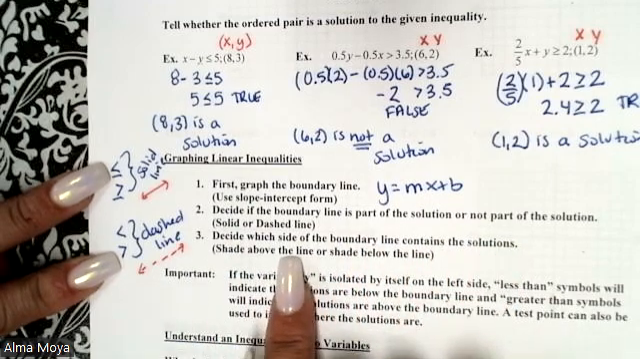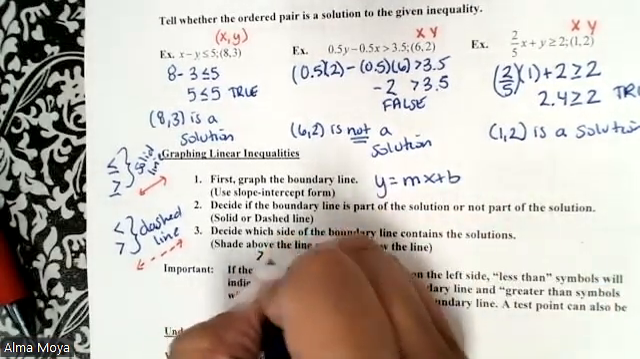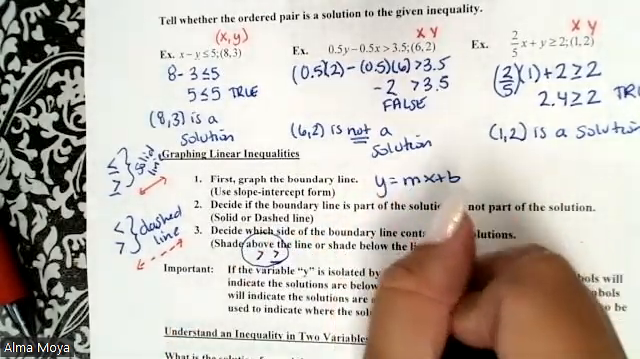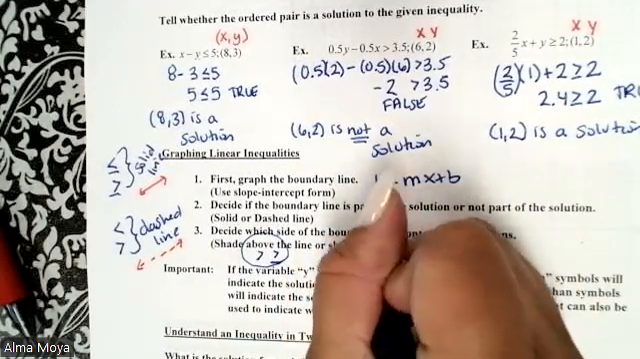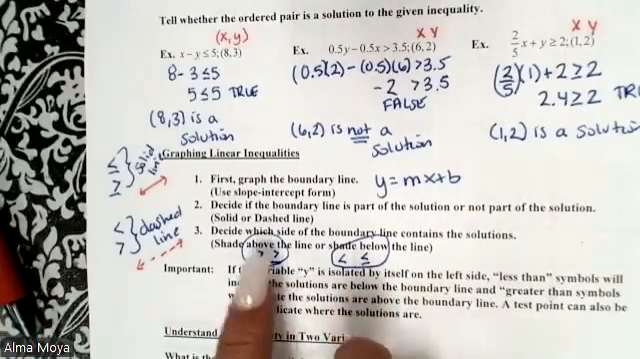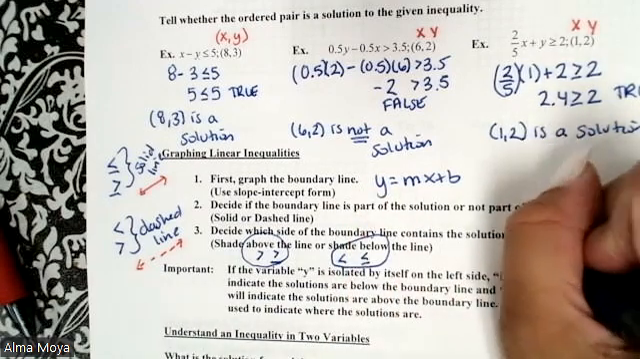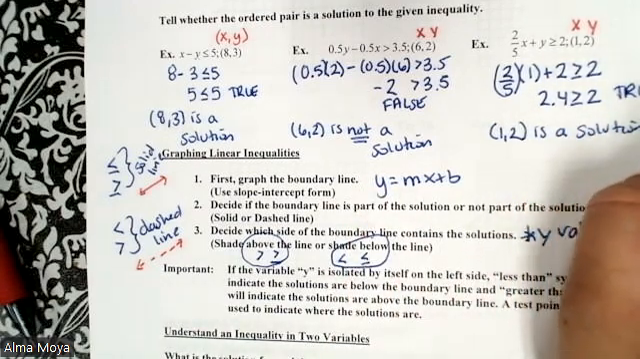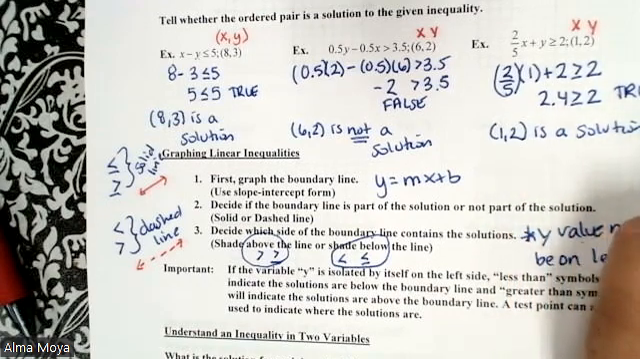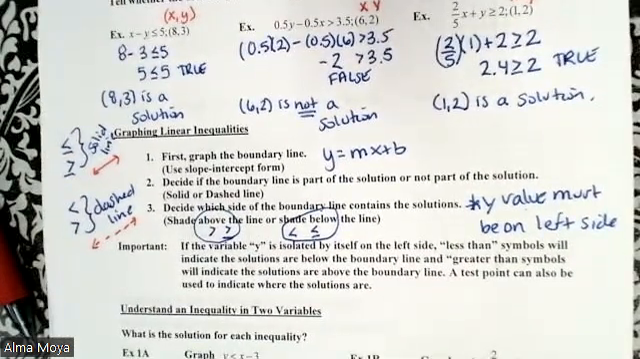Either you shade up above the line or shade below the line. Now, above the line, if it is a greater than or greater than or equal to, you have to shade above. If it is less than or less than or equal to, you have to shade below the line. Now, before you decide shade above or shade below, the y value needs to be on the left side. Y value must be on the left side.